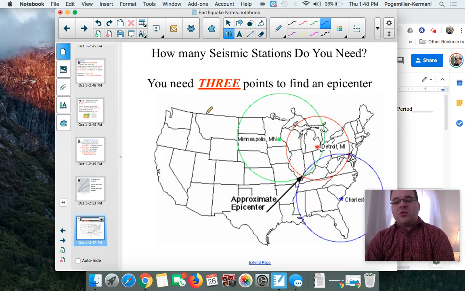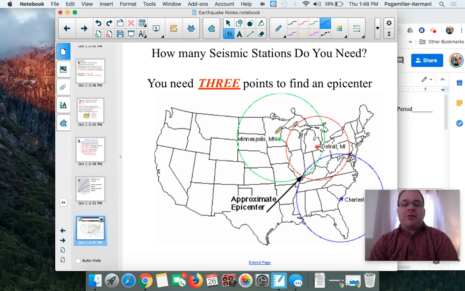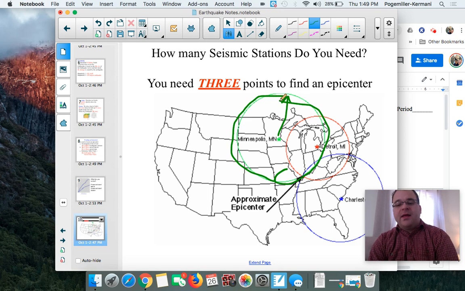And then you go to the map, and you can plot little circles of how far away you are. So let's say we're in Minnesota, and we figure out that we are 1,000 kilometers away from the earthquake. We know it's 1,000 kilometers away, but we don't know which direction. It could be north, it could be south, it could be east or west. So we could just draw a circle around it.